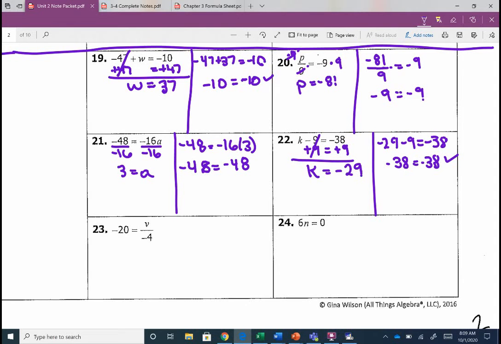Number 23 looks a lot like question 20 that we did. That fraction bar means division. So to undo the division, we're going to multiply. And remember, we need to multiply by what's on the same side as our v. I'm trying to get v by itself. So it doesn't do me any good to try to move the 20. I need to move the negative 4. So we end up with positive 80 equals v.